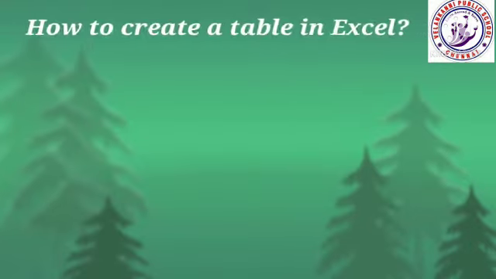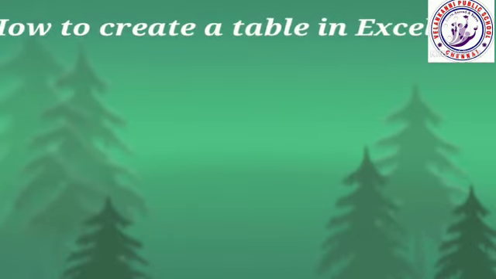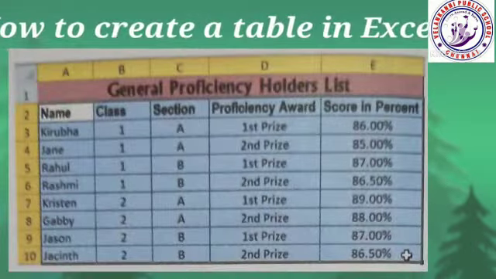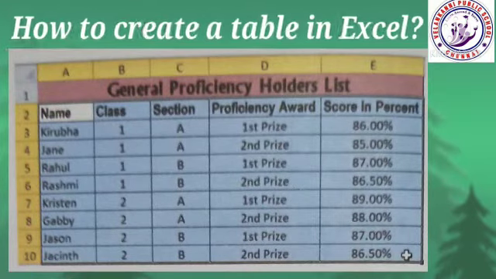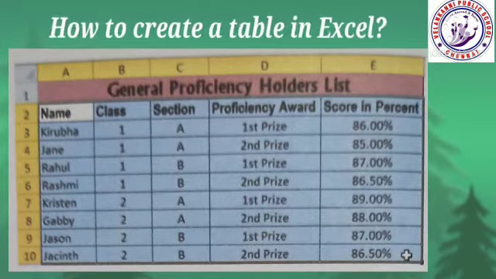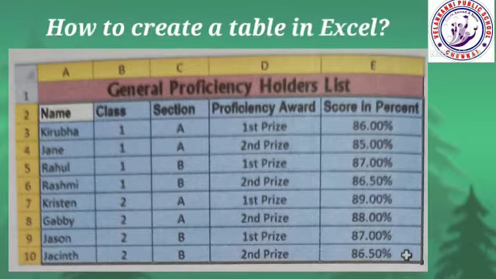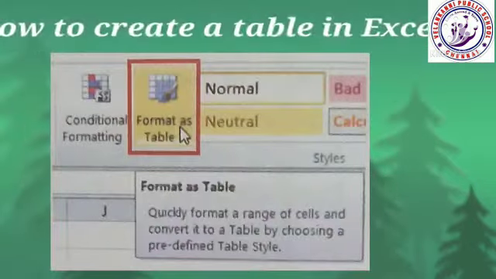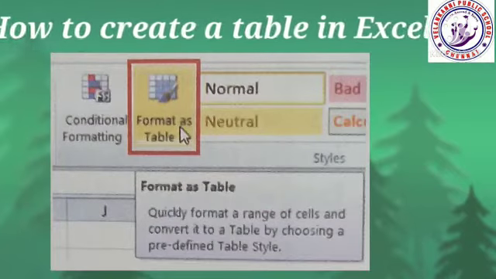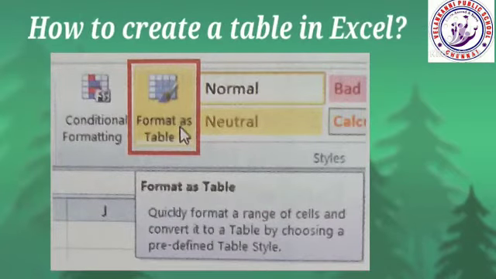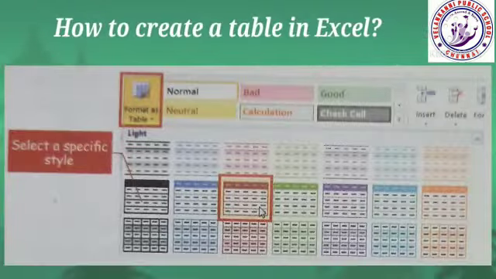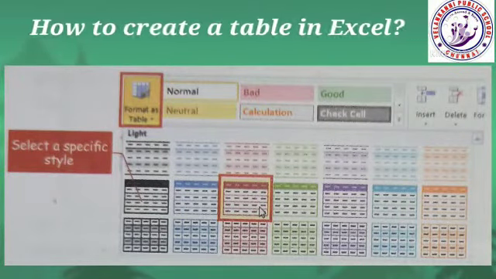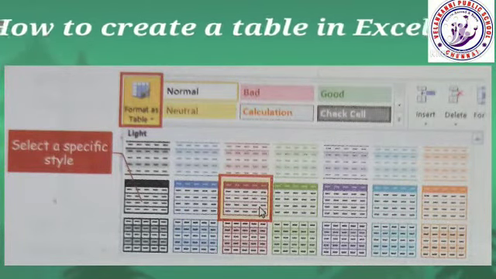Next, we are going to see how to create a table in Excel. Step 1. Select the cells you want to format as a table. In this example, we are using a general proficiency holders list of a school with column headers. Step 2. Click the Format as Table command in the Styles group on the Home tab. Step 3. A list of predefined table styles will appear. Click a table style to select it.